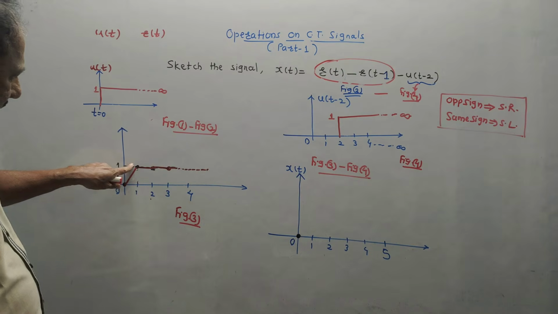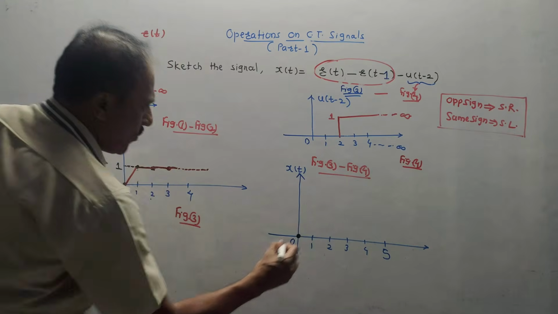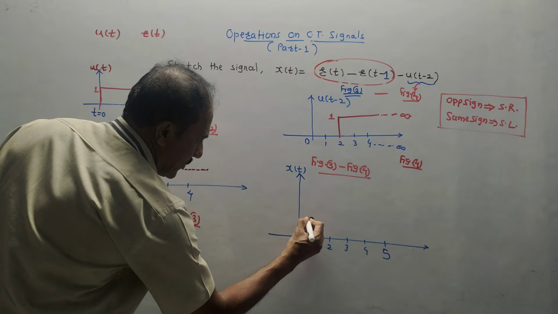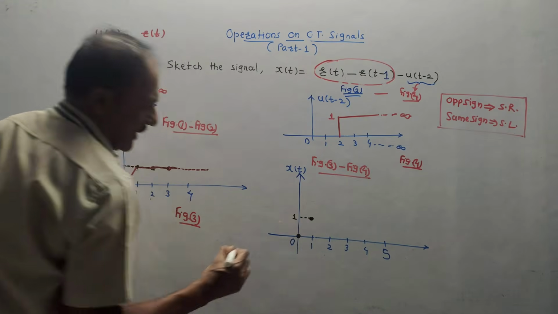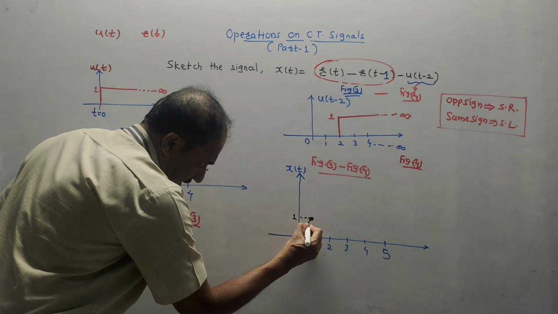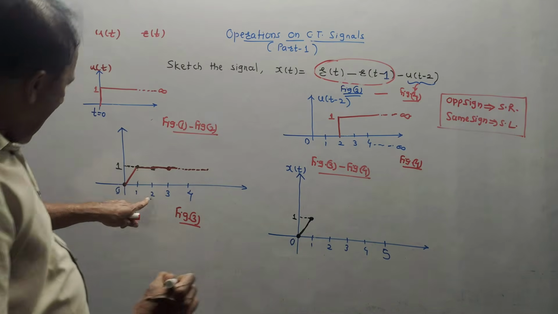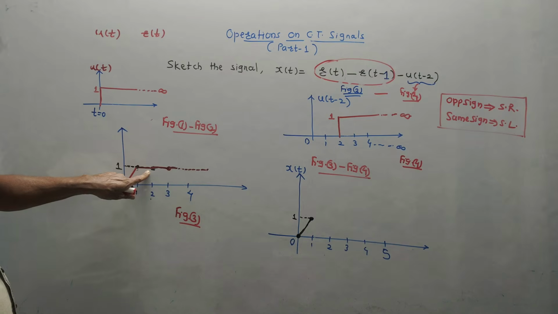Second, at 1, this amplitude is 1. At 1, nothing is there. So 1 minus 0, 1. I will get a point of amplitude 1. This is amplitude 1. What I said, whenever you are getting 2 points, without fail, join it by a straight line like this. Next, at 2, this amplitude is 1.